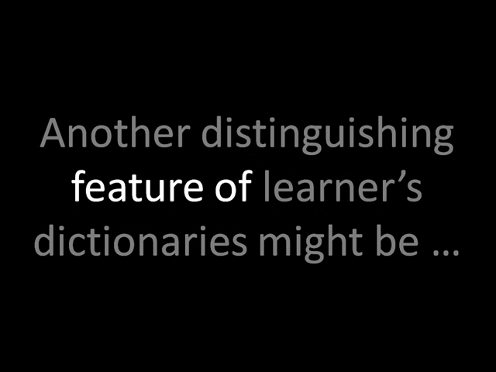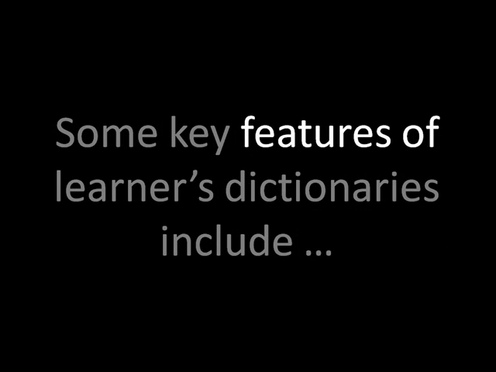Before feature, we'll often use a determiner plus an adjective to highlight or emphasize this aspect of our description. We can say, an important feature of learners' dictionaries is, or another distinguishing feature of learners' dictionaries might be, or some key features of learners' dictionaries include, and then we list the feature or features that we want to mention. These kinds of phrases must be very helpful for describing things in academic writing.